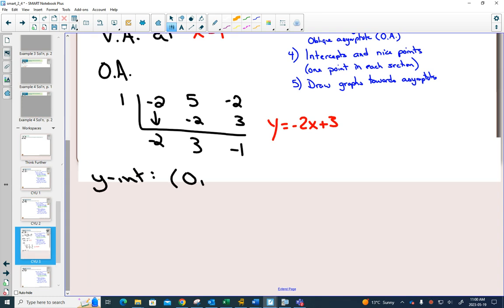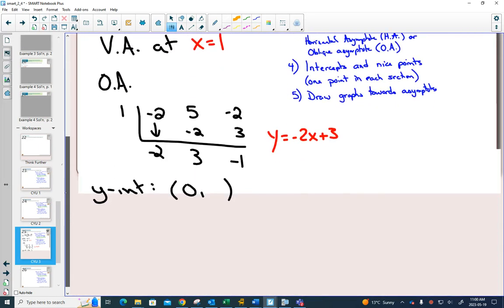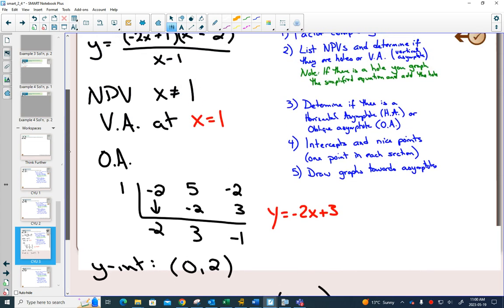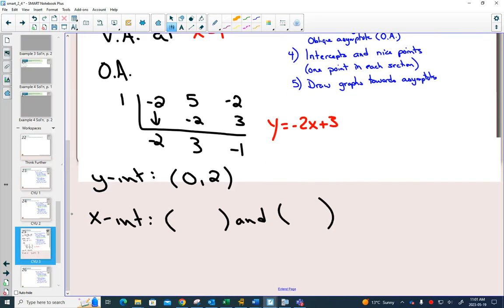You can find your y-intercept easily by plugging in 0 for x. Probably easiest to use the original equation. Negative 2 over negative 1 is 2. And your x-intercepts you can find easily from the factored form. What would make the top equal to 0 would be 1/2 and positive 2. So we'll have 1/2 comma 0 and 2 comma 0.